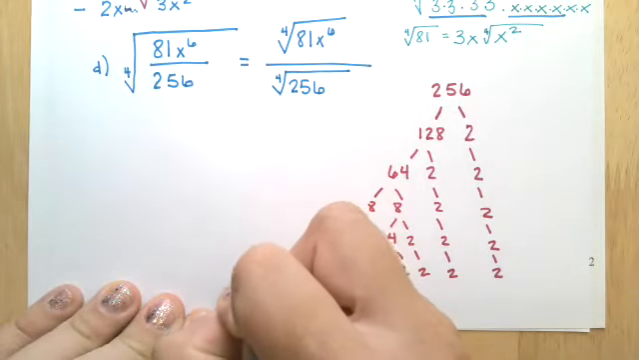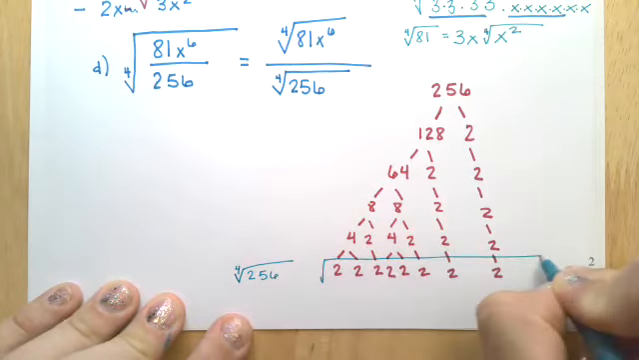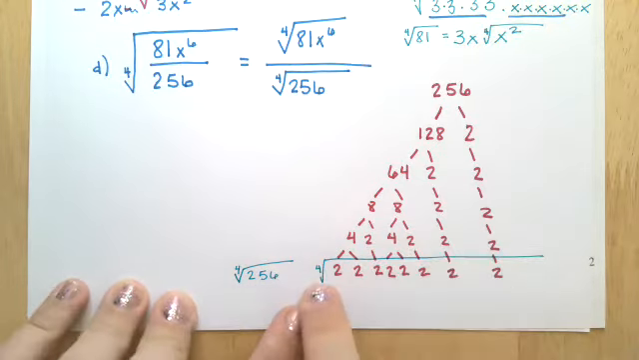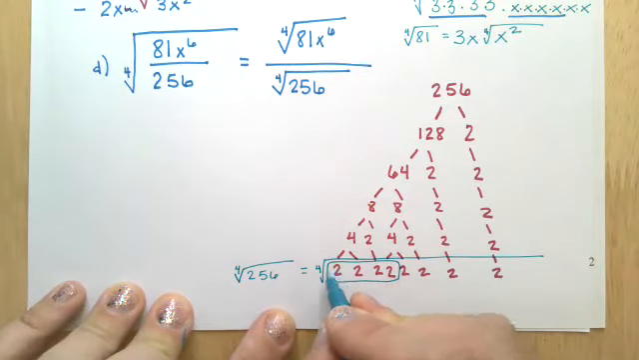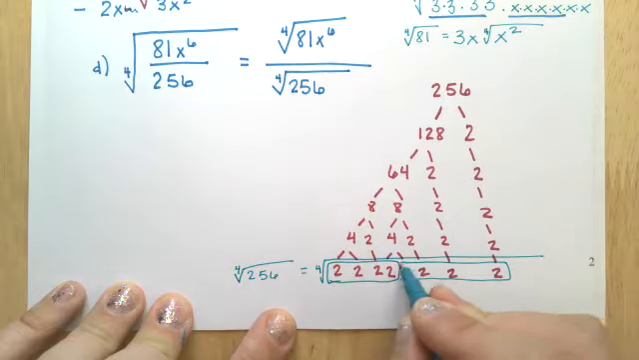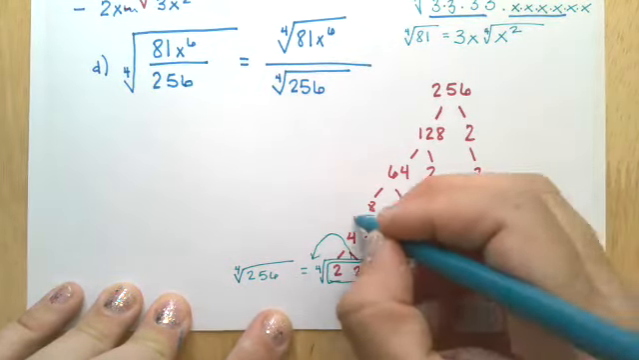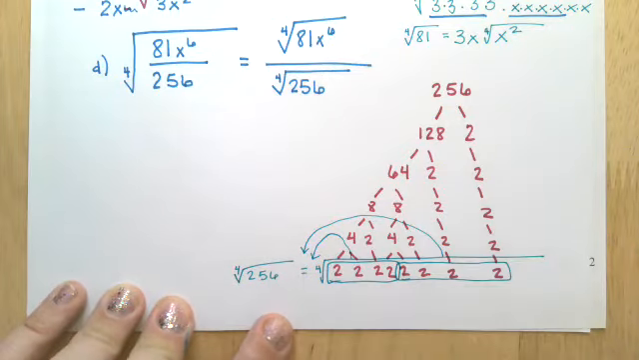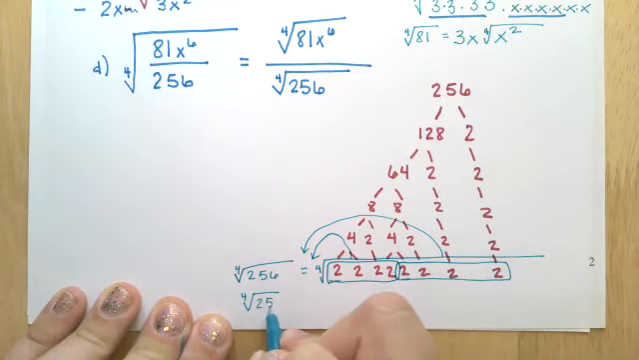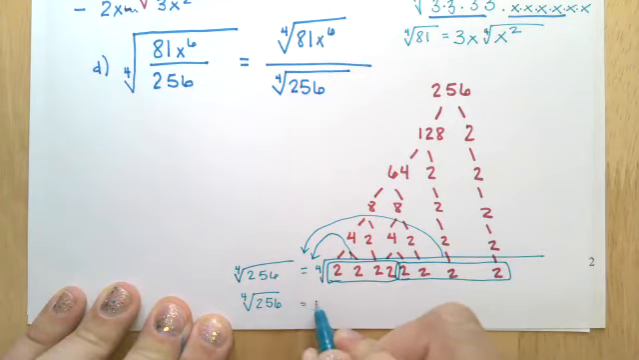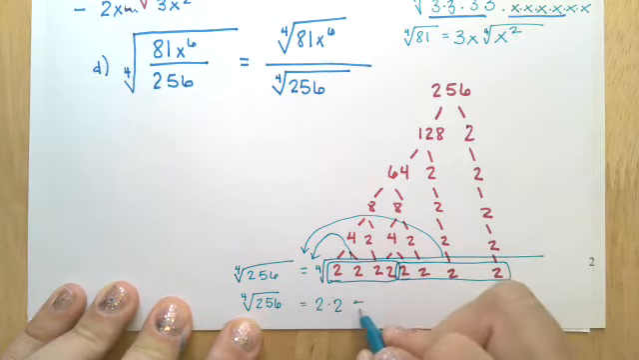And remember, we're doing the 4th root of 256, so it becomes the 4th root of all of this. We're looking for groups of 4. We have 2 groups of 4, so we can pull a 2 out, and we'll pull another 2 out. We'll just multiply them together. The 4th root of 256 becomes 2 times 2, which is 4.